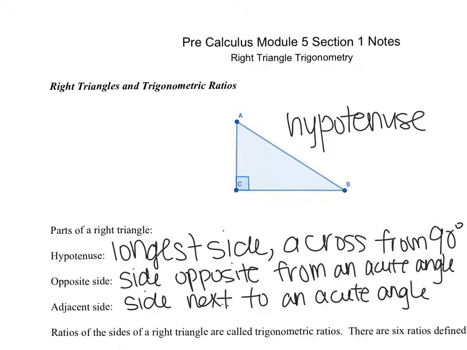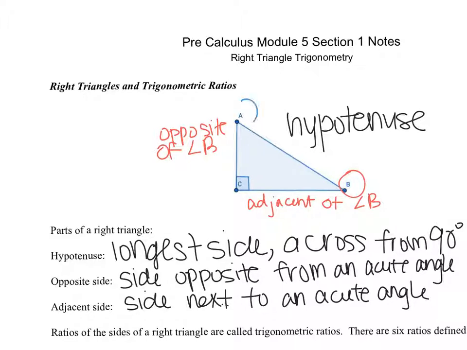So if we take a look at our triangle and we look at angle B, its opposite side is going to be side AC. That's the one across or opposite from our angle. So this is the opposite of angle B. And its adjacent side, the one next to it, is side BC. So this is adjacent of angle B.